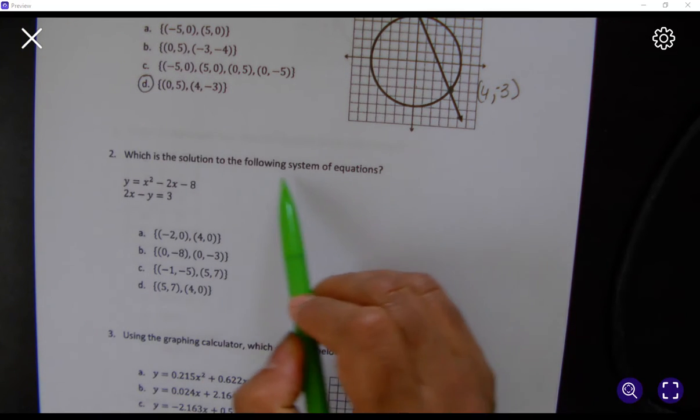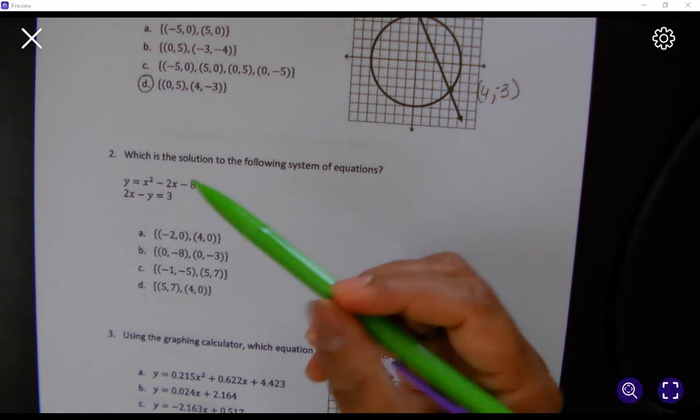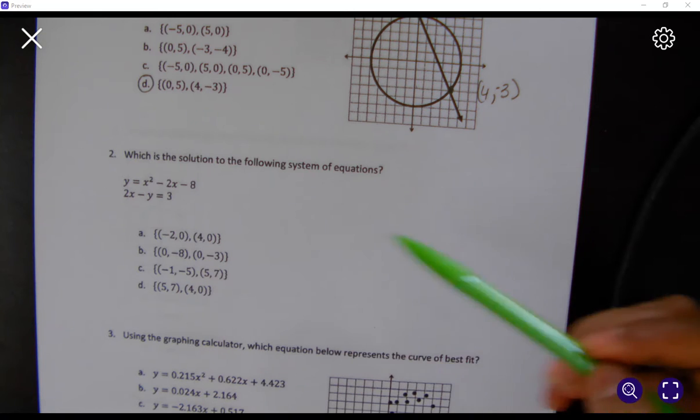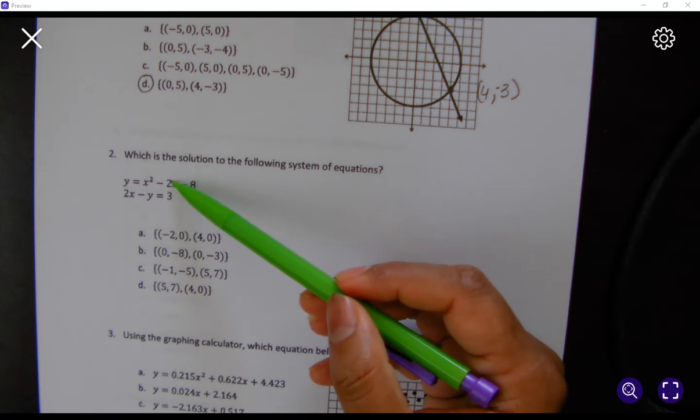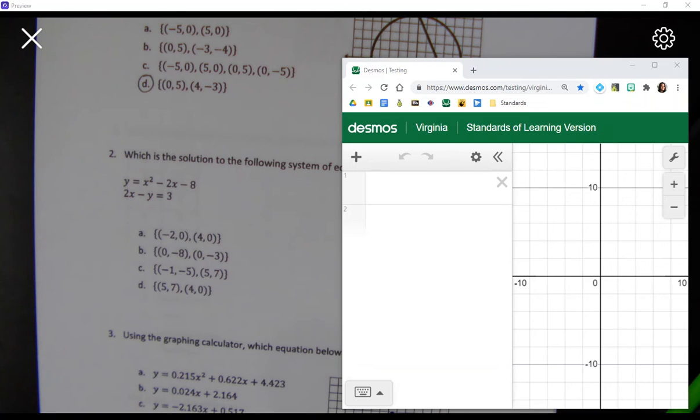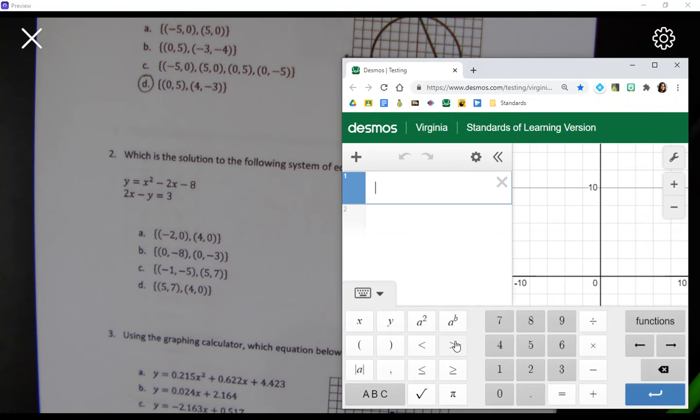Which is the solution to the following system of equations? So here we have two equations, and since we don't have a graph, we can go ahead and graph this on Desmos and then see where they cross each other. So let me bring up Desmos. So right here, we're just going to plug these in Desmos. So you have here y equals x squared.